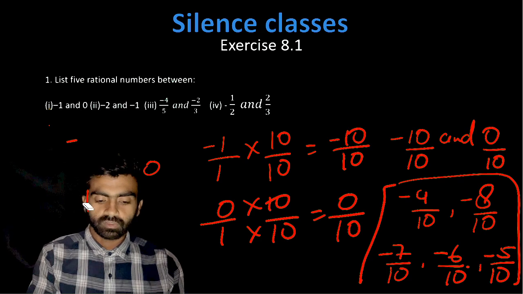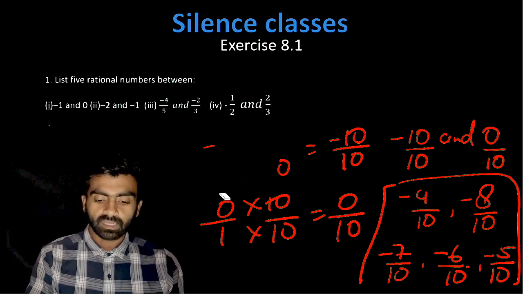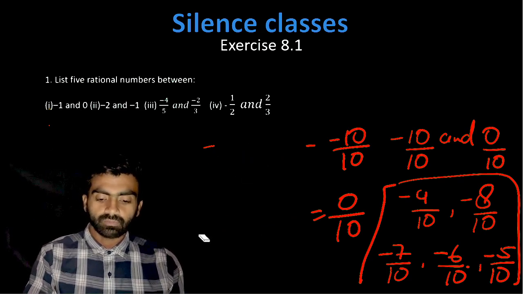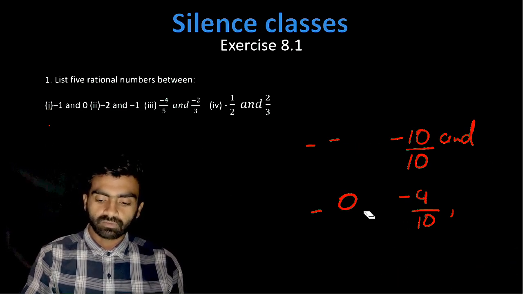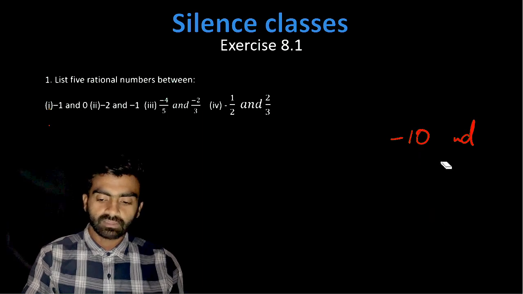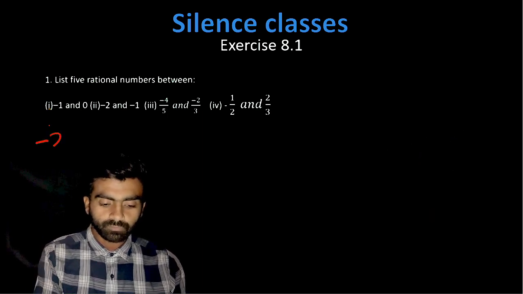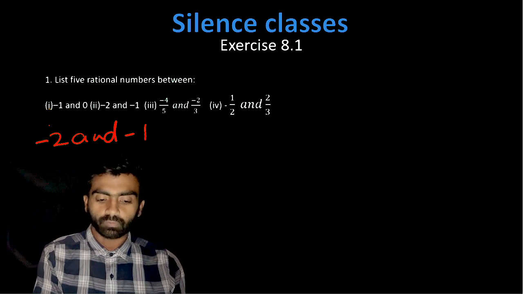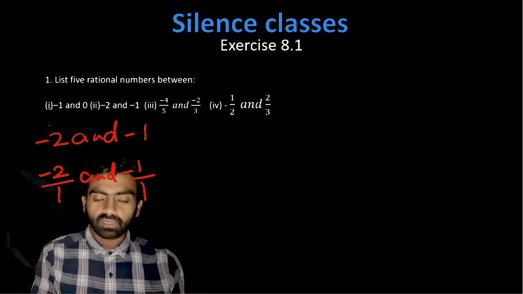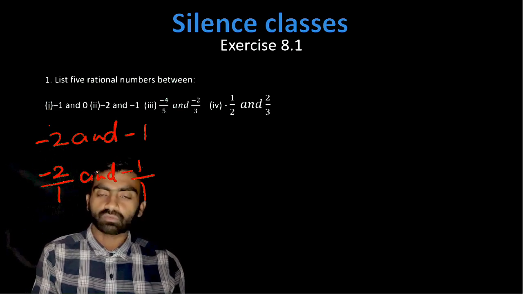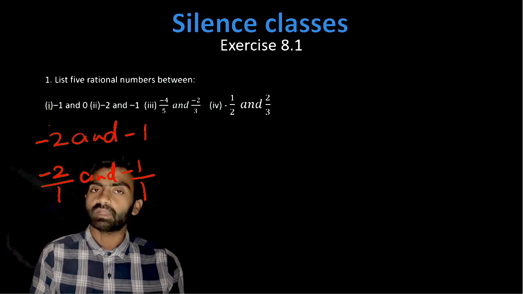Question number 2. What is it saying? Minus 2 and minus 1. Again, we can write it in rational form: minus 2 upon 1 and minus 1 upon 1. We cannot find 5 rational numbers between minus 2 and minus 1 directly, so again we have to multiply by 10.